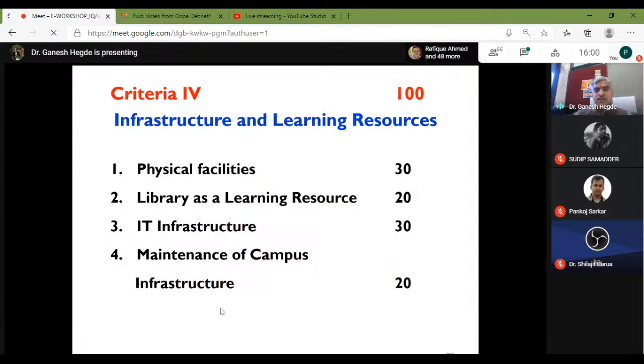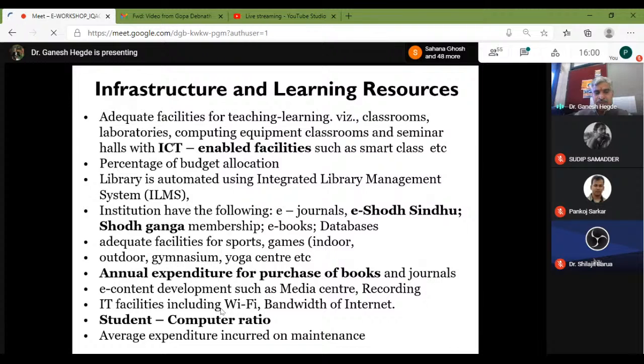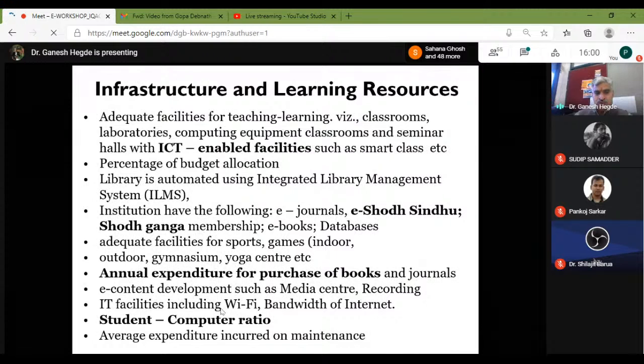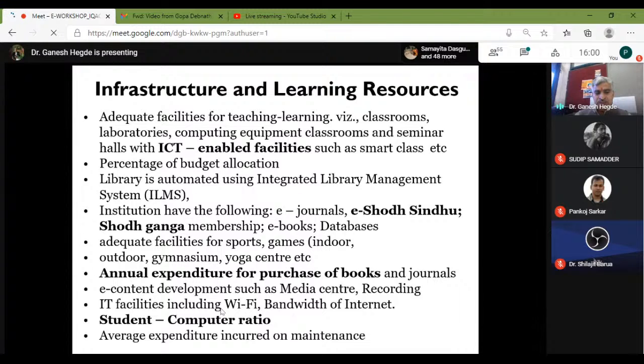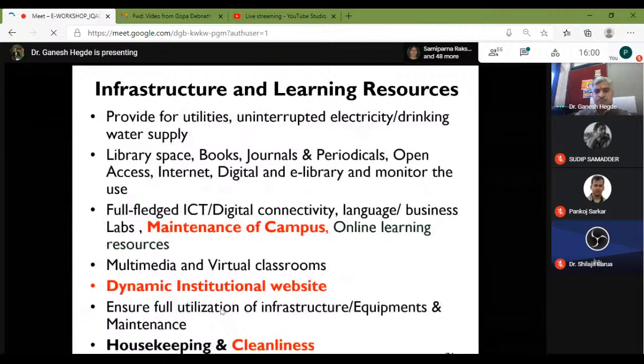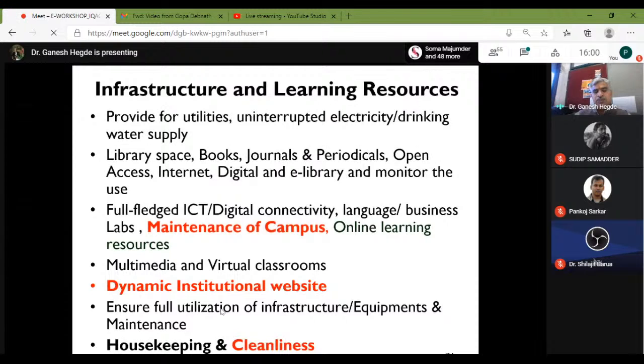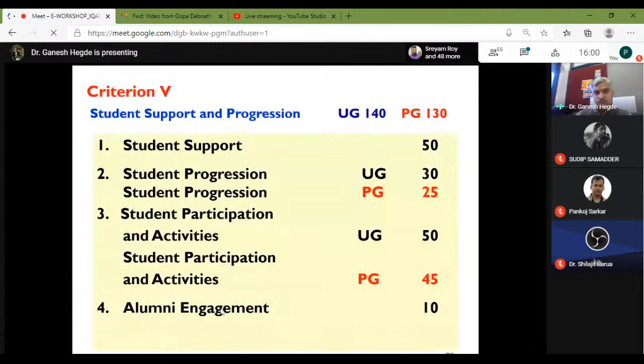For infrastructure and learning resources, we have 4 key indicators: physical facilities, library as a learning resource, IT infrastructure and maintenance, ICT-enabled services, library information services, Shodh Sindhu, Shodh Ganga, annual expenditure, student to computer ratio, Wi-Fi facility, bandwidth of the internet, maintenance of the campus, dynamic institutional website, and finally cleanliness and library space. Providing utilities with uninterrupted electricity and drinking water is also important.